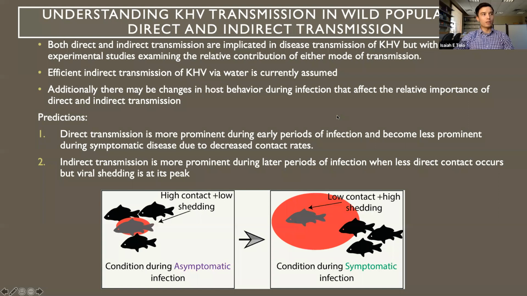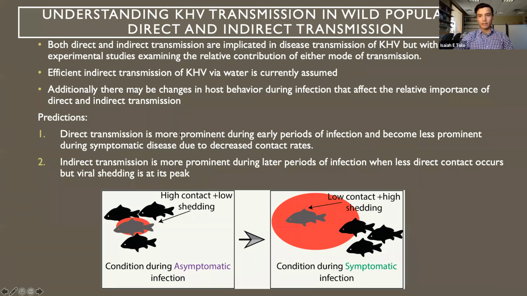We also wanted to look, looking back into the lab, we wanted to understand a little bit more about how KHV is actually transmitted between fish in the wild. So we did a trial where we were looking at whether KHV is primarily transmitted by direct transmission, so fish actually touching each other, or whether it's transmitted by KHV being spread into the water column and affecting other fish that way, which is an assumption that's in the literature, but has never actually been tested.